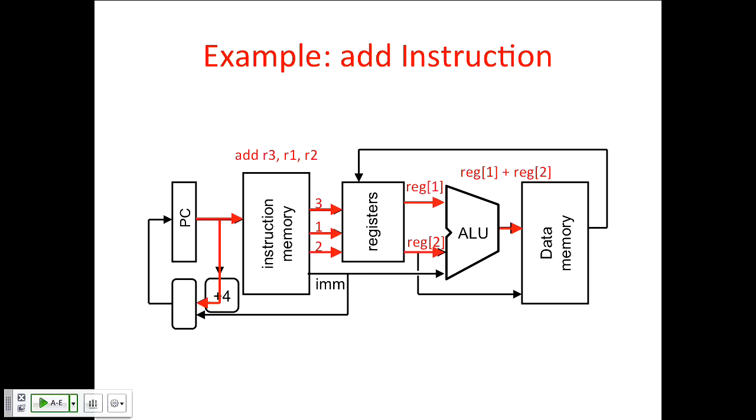The add result appears here. You don't really send this to memory, you sort of go around the memory to get to the result, write back, and then you write that to the register file. So that's how an add instruction propagates down this data path. Okay.